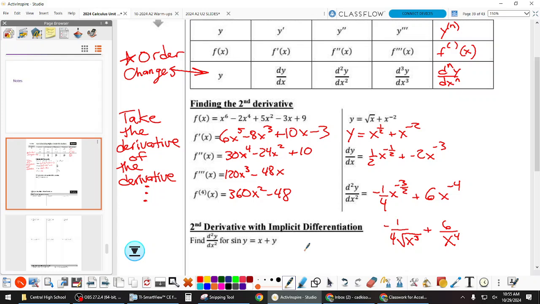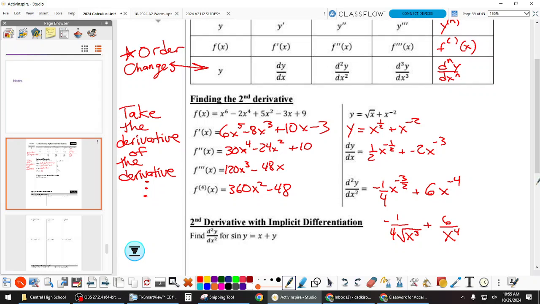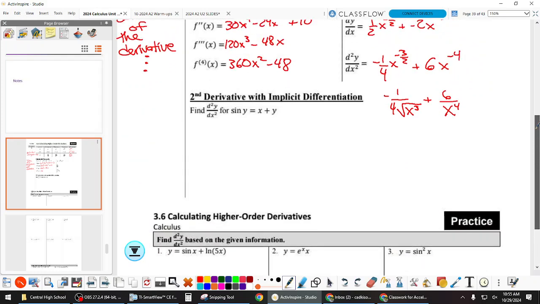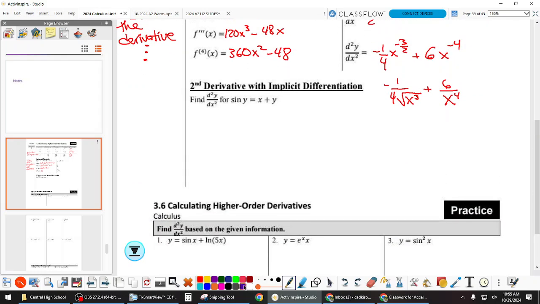All right, so that's the concept of higher order derivatives. Let's look at use with implicit differentiation. And this is kind of the bigger idea of where we should focus.